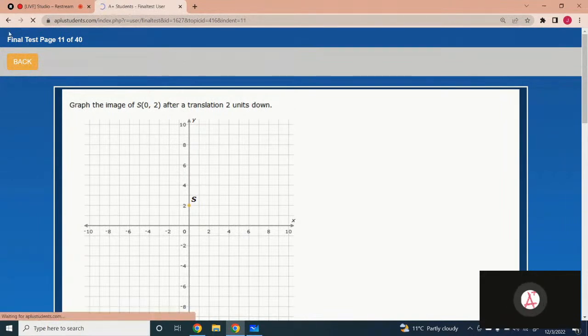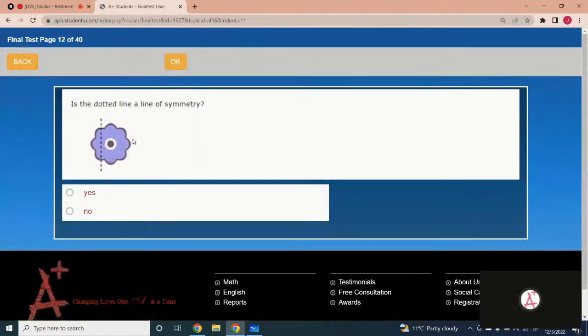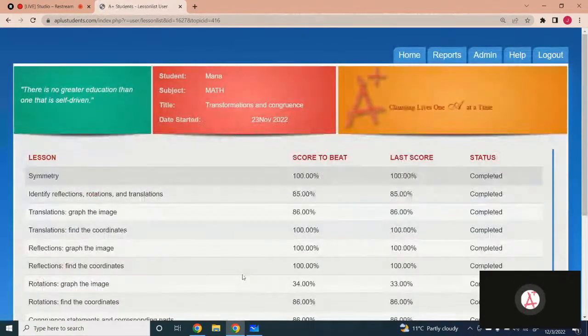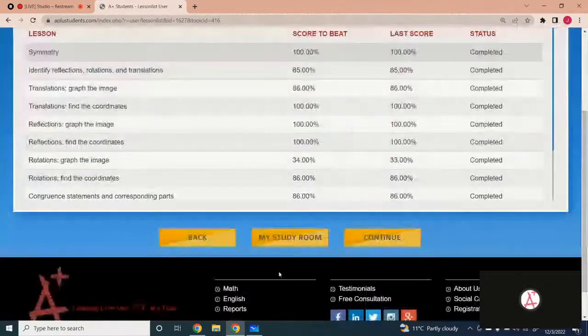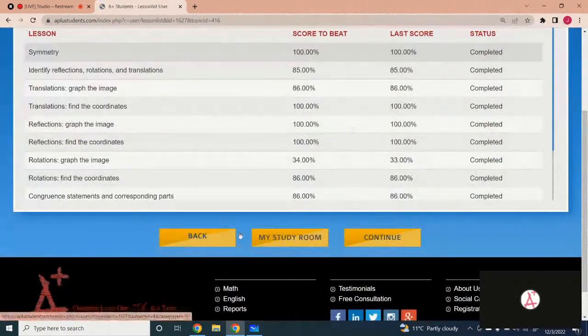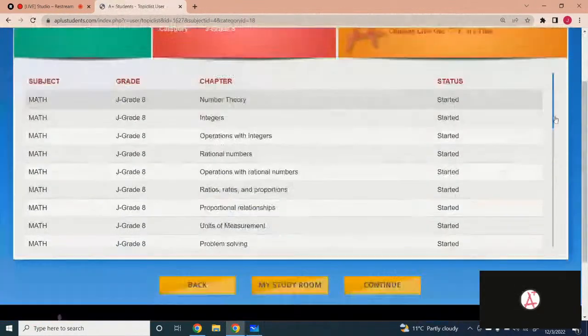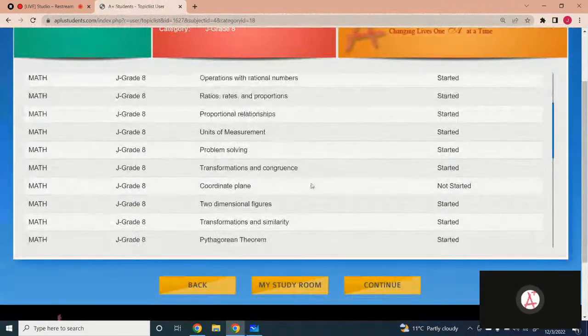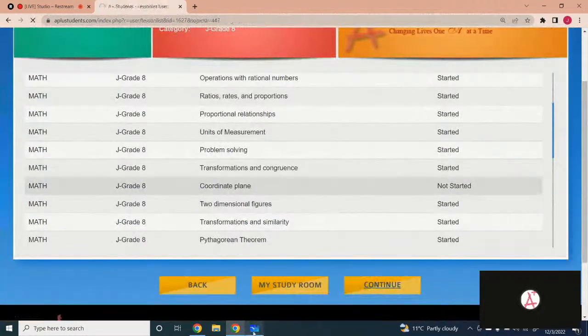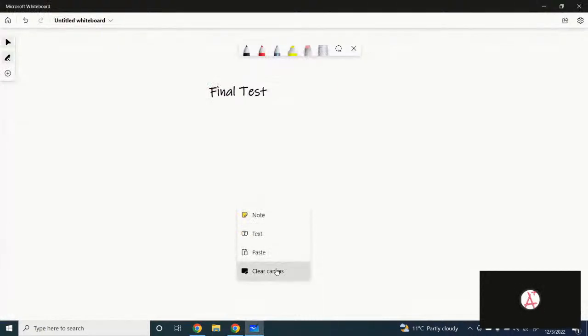Okay, you can complete the test by yourself later today. Let me just move on to the next topic. We're going to start a new chapter, that is coordinate plane. The lesson we're going to start in the chapter is quadrants and axes. Let me write down the lesson name. The lesson is coordinate plane, and the chapter is coordinate plane.